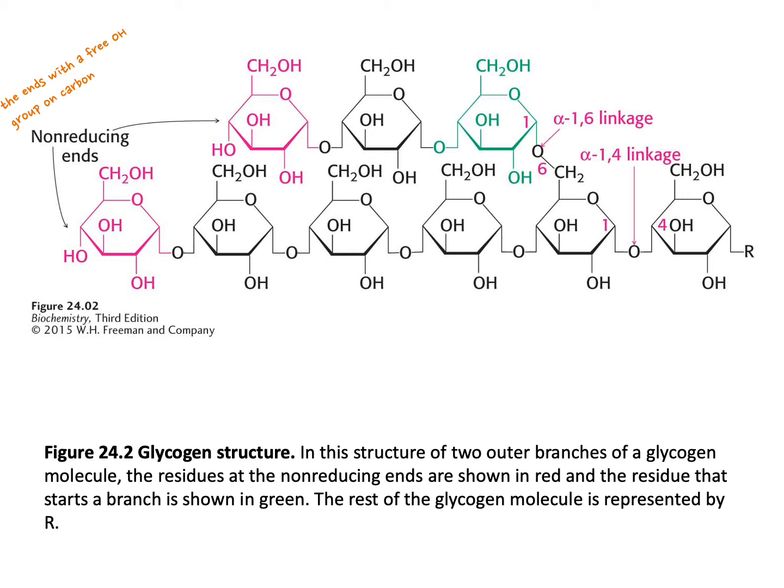Let's look at the glycogen structure. What is a non-reducing end? A non-reducing end is the end of a branch with a free OH group on the carbon. The two non-reducing ends are marked in red with the arrow pointing to them, and the beginning of the branch is marked in green. It is linked by an alpha-1,6 linkage. And we also see the alpha-1,4 linkage in the figure.